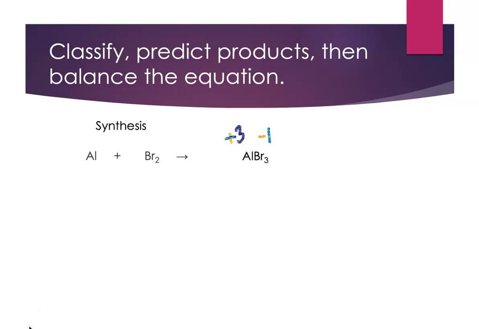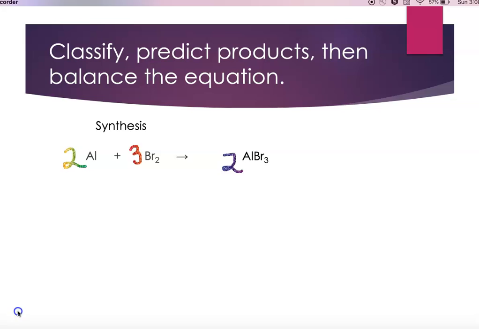So now I can think about balancing. I've got 2 bromines on the left and 3 on the right. So if I put a coefficient of 2 in front of aluminum bromide on the product side, that gives me 6 bromines, which means a coefficient of 3 for the bromine molecule on the reactant side would give me 6 bromines. So now I just need to finish balancing the aluminums, and I've got 2 aluminums on the right, so a coefficient of 2 for the aluminum on the left will finish this off nicely.